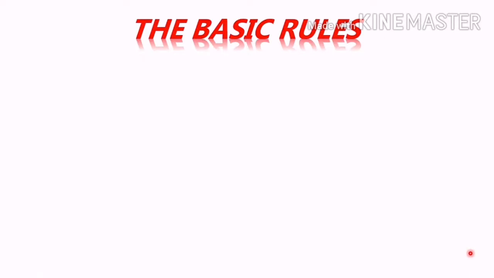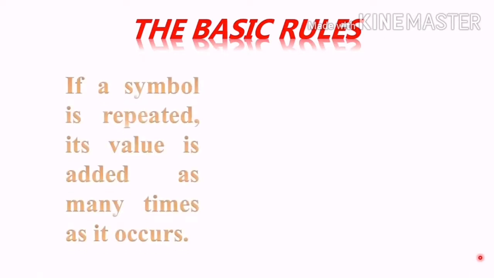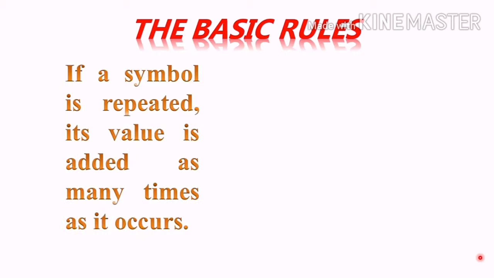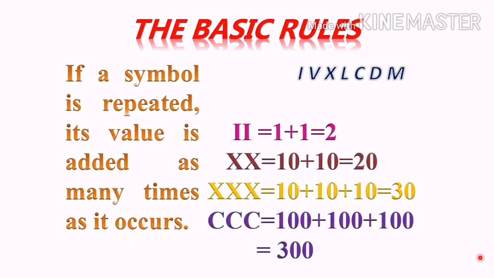Now we can discuss some basic rules. The first rule is, if a symbol is repeated, its value is added as many times as it occurs. We can see some examples. I is repeated 2 times. The value of I is 1. So 1 will be added 2 times. 1 plus 1 gives 2.